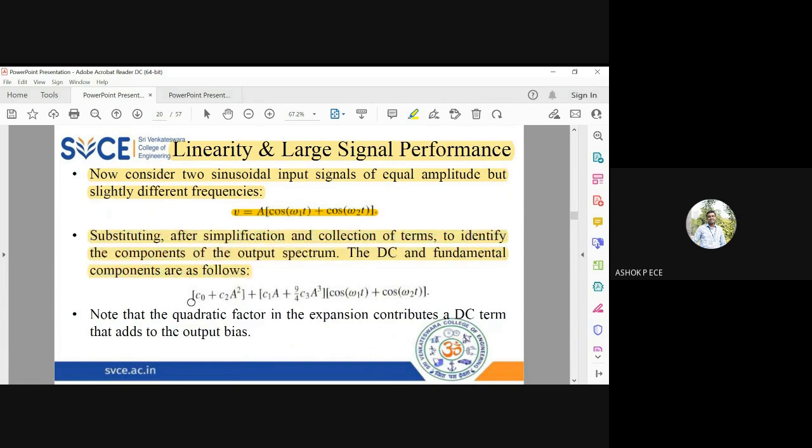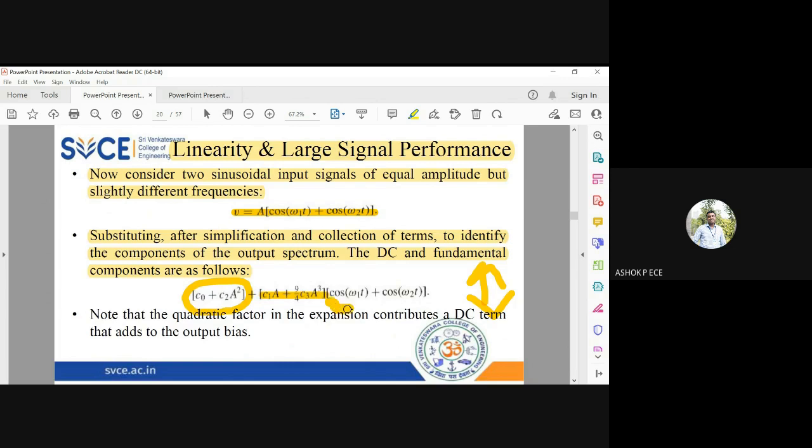This term does not have any frequency, so it is a DC term. Our signal was not having any DC component, and now a DC component is getting added. A DC component will just shift your signal upwards or downwards. It will not do any modification to your signal. You call it clamping, so it will clamp the signal on the positive side or on the negative side. This is my DC term and this is my fundamental component.